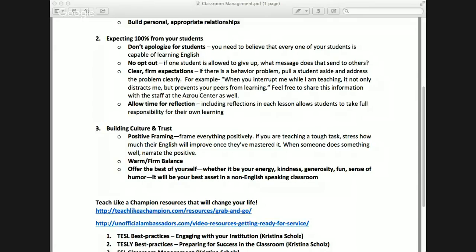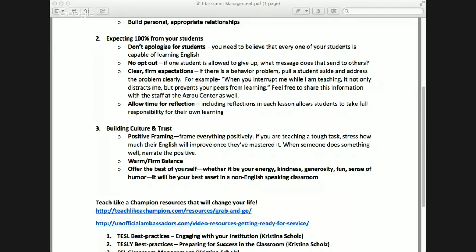It not only builds confidence for the student, but your whole class is going to see that if they do something well, you're going to compliment them too. And that feels really good for your students. Warm, firm balance, essentially, that's just describing how your attitude should be. You should be warm to your students, but also firm and expecting a lot from them.